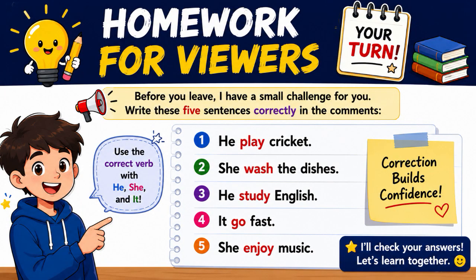Now it's your homework. Before you leave, I have a small challenge for you. Write these 5 sentences correctly in the comments. He play cricket. She wash the dishes. He study English. It go fast. She enjoy music. I'll read your answers and tell you if they're correct.